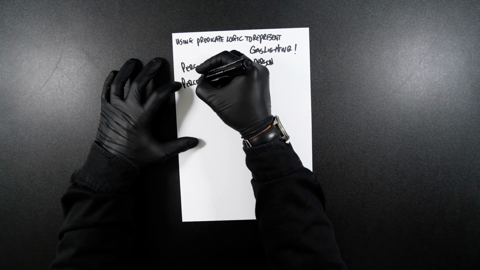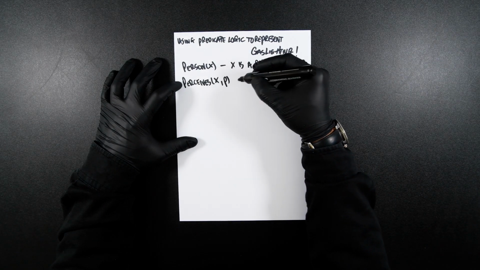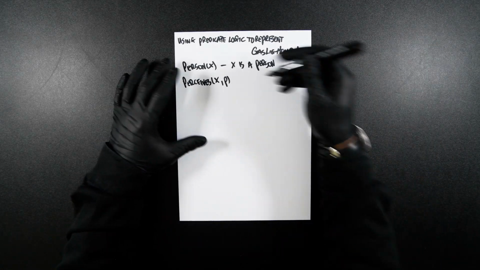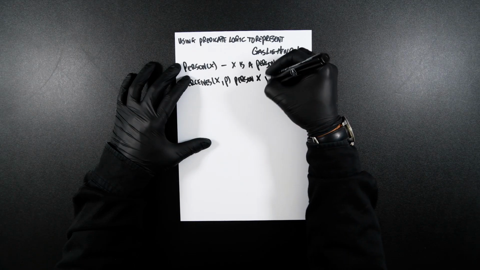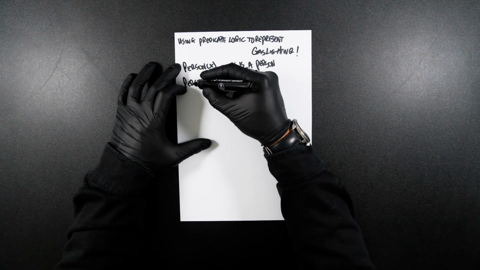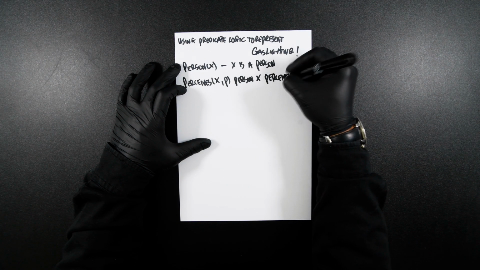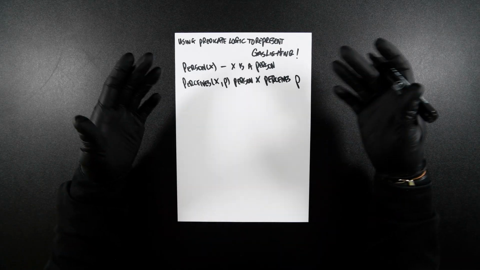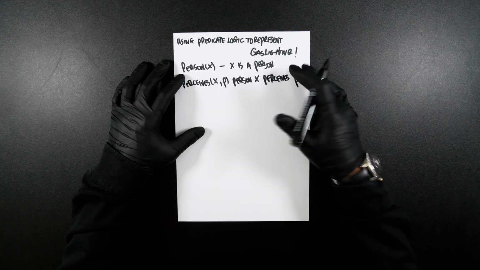So perceives, X and P. So this means that person X perceives proposition P. So X perceives P. I'm not going to write proposition, but P. You know, the proposition is obviously whatever the sentence is that the person has said.